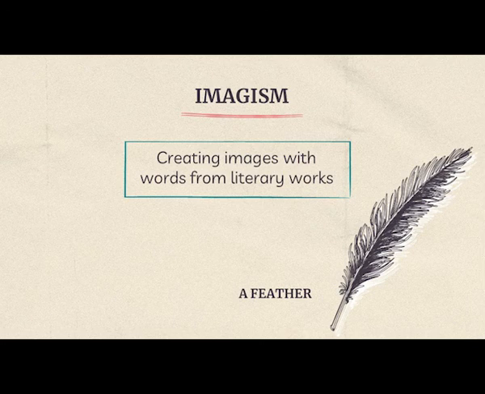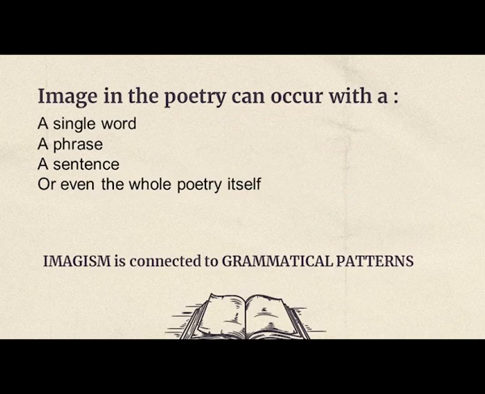So once again, we are only talking about poetry here. And those images in poetry can occur with a single word, a phrase, a sentence, or even the whole poem itself. Thus, imagism is very closely connected to grammatical patterns because we use words and grammar in order to make the imaginary thing in our mind. That's why we try to apply the stylistic and grammatical patterns in a poem using imagism.